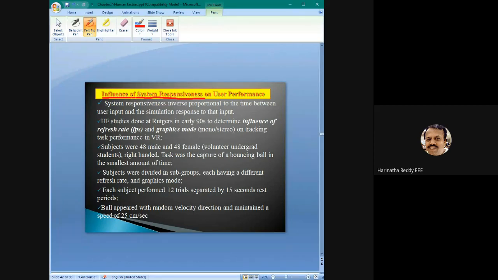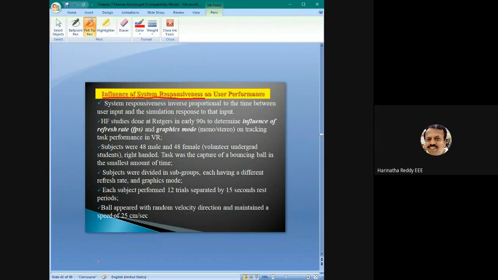That's what it is here. In a similar way, even in virtual reality, the system responsiveness is also one of the important factors that will influence the user performance. This system responsiveness is inversely related to the time between the user input and the simulation response to that input. The factor was studied at Rutgers University in the early 1990s. Please do remember this.